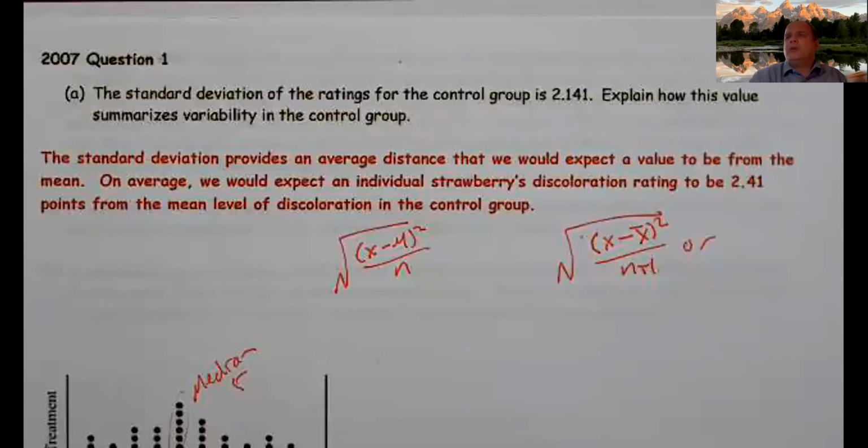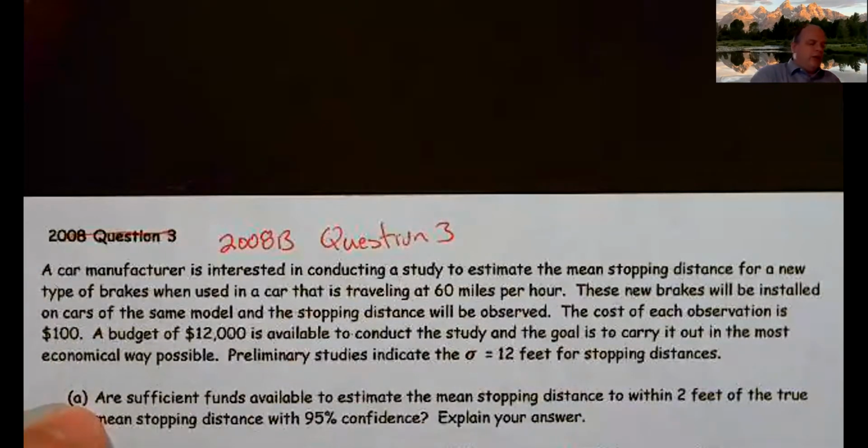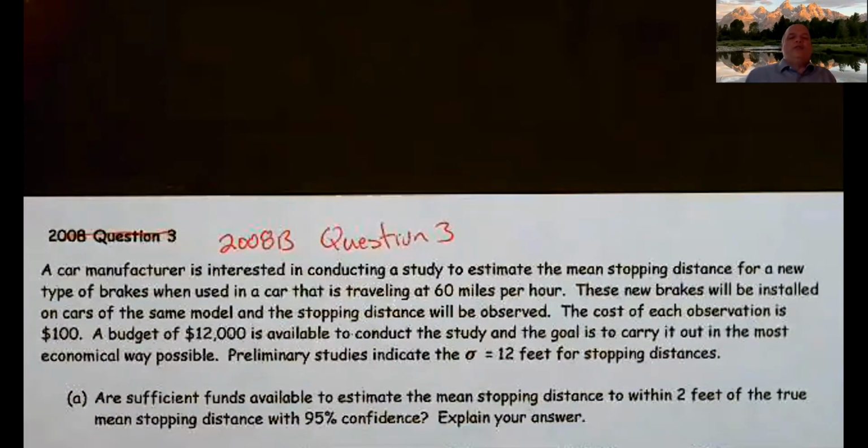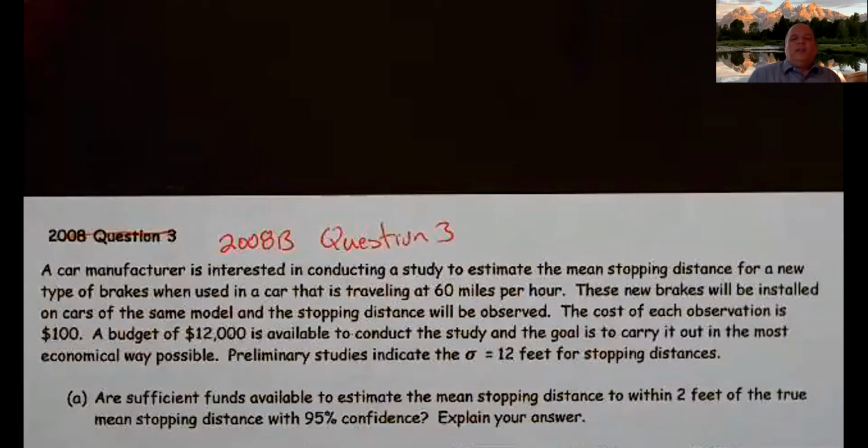So at this point, I'm going to pause the recording. So this should have said 2008 Form B, question 3. So that's what we're going to work. A car manufacturer is interested in conducting a study to estimate the mean stopping distance for a new type of brakes when using a car that is traveling at 60 miles per hour. The new brakes will be installed on cars of the same model, and the stopping distance will be observed. The cost of each observation is $100. A budget of $12,000 is available to conduct the study, and the goal is to carry it out in the most economical way possible. Preliminary studies indicate sigma equals 12 feet for stopping distances.